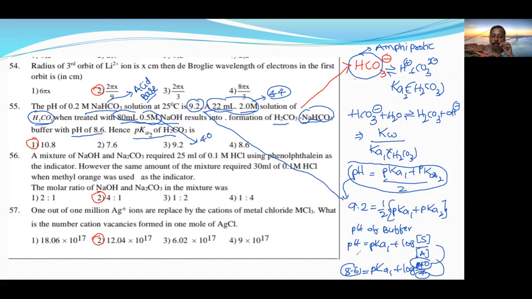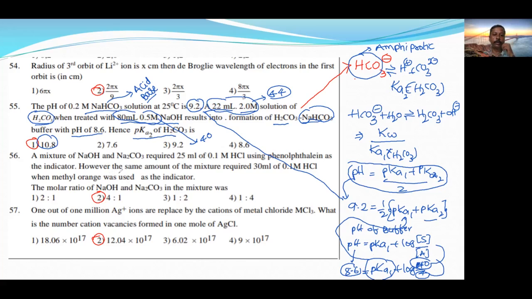Okay. So we know the pH of the buffer. We know the concentration of salt and acid. By that we will come to know pKa1. So when you put here pKa1, you will get pKa2 as 10.8. How much you will get? pKa2 as 10.8. Is it understood?